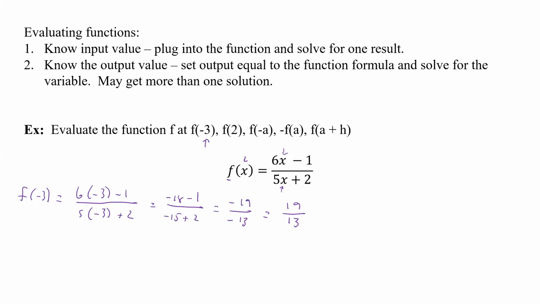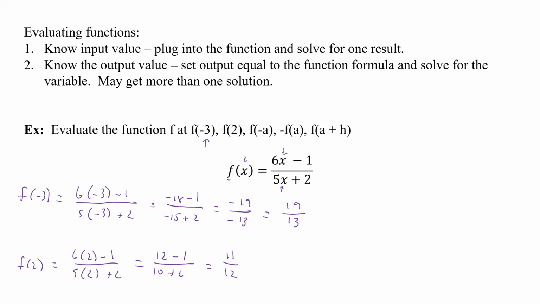All right, so now let's do f of 2. So f of 2 is equal to, well, we'll have 6 times 2 minus 1. Then we'll have 5 times 2 plus 2. Well, 6 times 2 is 12 minus 1. 5 times 2 is 10 plus 2. Well, 12 minus 1 is 11. 10 plus 2 is 12. And so we get 11 twelfths as our answer.